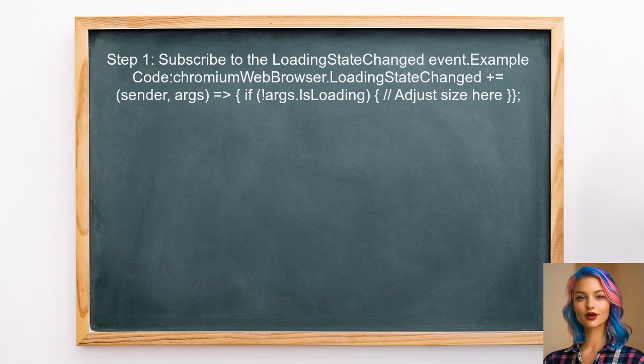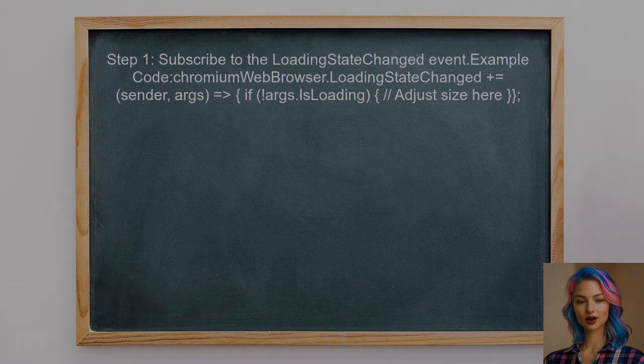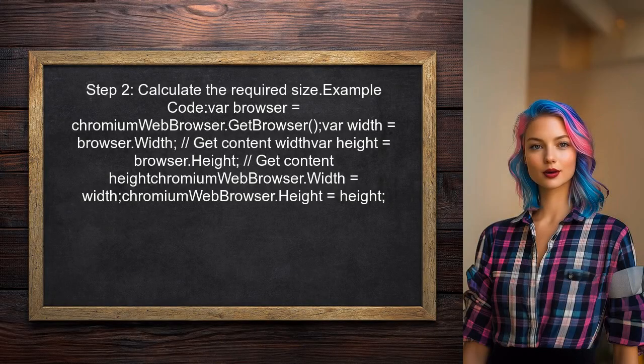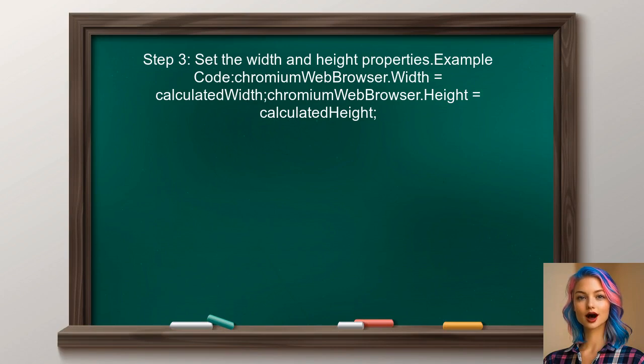To begin addressing the user's issue, we need to adjust the size of the Chromium web browser to fit its content. First, the user should handle the size dynamically by subscribing to the loading state changed event. Next, the user should calculate the required size of the browser based on the content. This can be done by using the getBrowser method to access the browser's properties. After calculating the size, the user should set the width and height properties of the Chromium web browser. This ensures that the browser displays the content correctly.